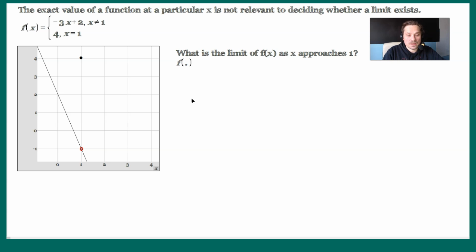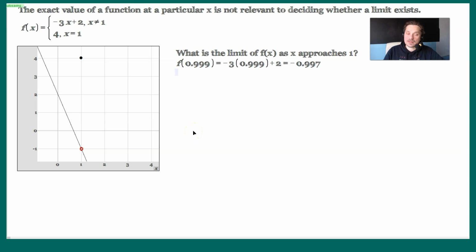So I'm going to grab a value like 0.999. That's very close to 1, but still to the left of it. And then you plug it in. So it's going to be negative 3 times 0.999 plus 2. You punch this into a calculator and you find that the value is about negative 0.997.